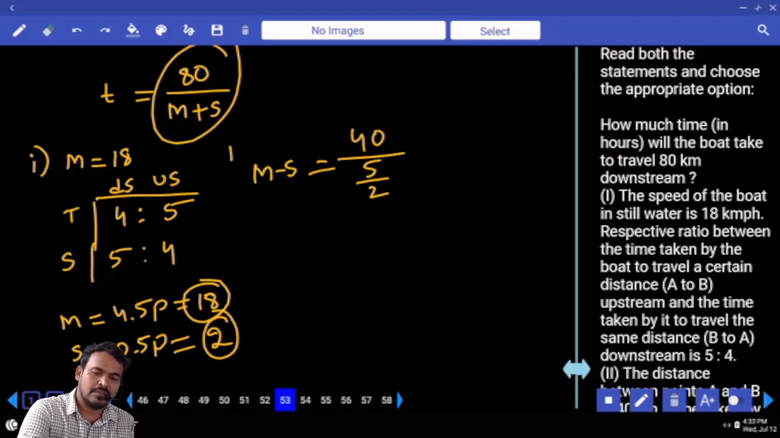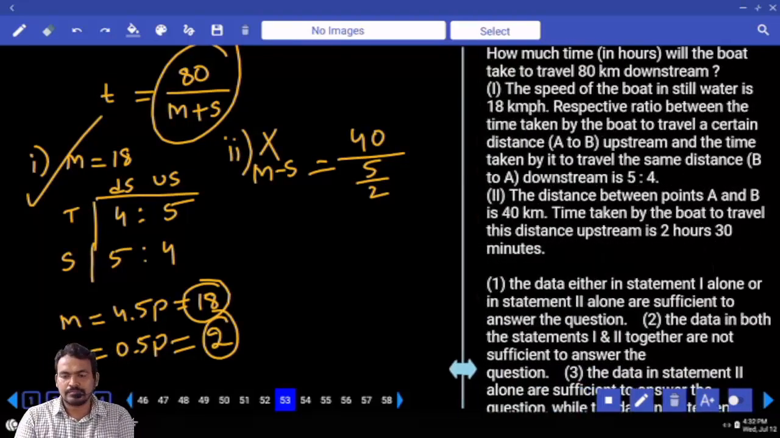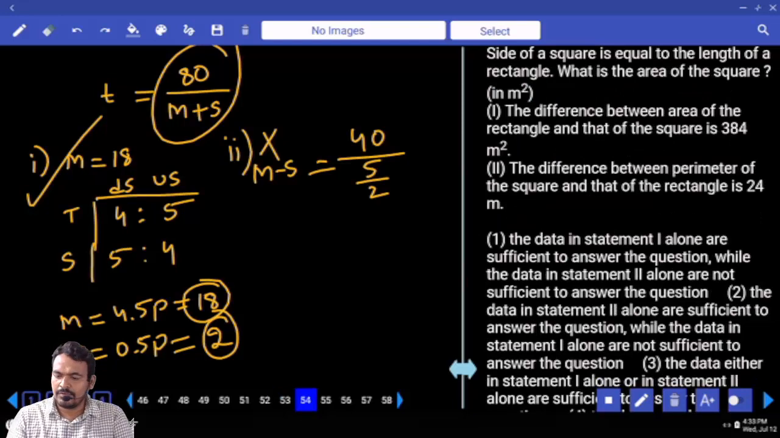From the second one, can we get the answer? No. So only one alone is sufficient or not sufficient? Sufficient. In the second statement, how many unknowns are there? 2 unknowns. Next, question number 54.